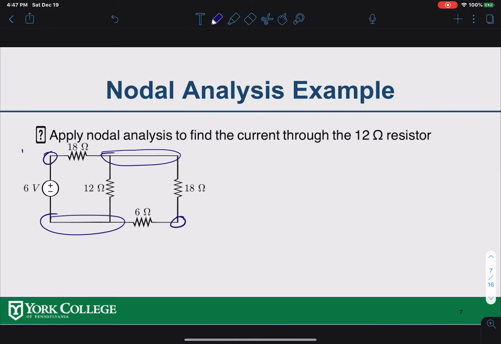So let's say this is my VA, this is my VB, and I'm going to use the negative side of this power supply as a reference node, so it's V reference.